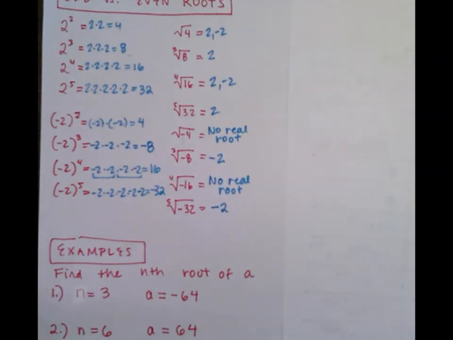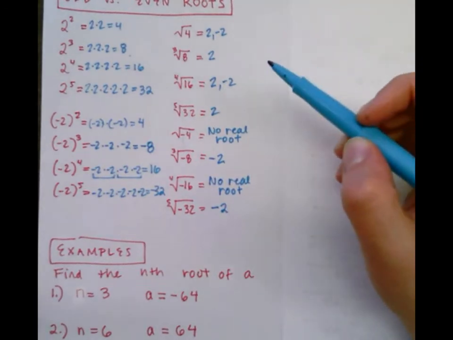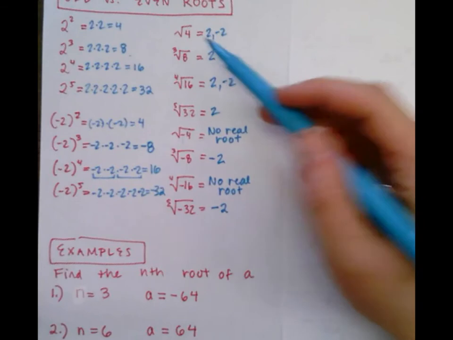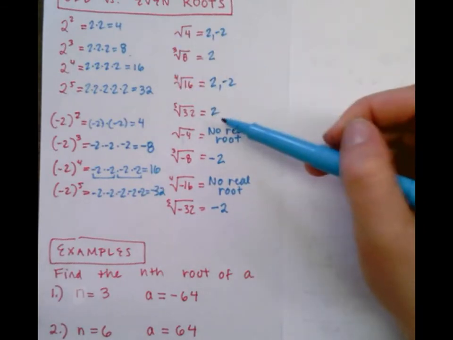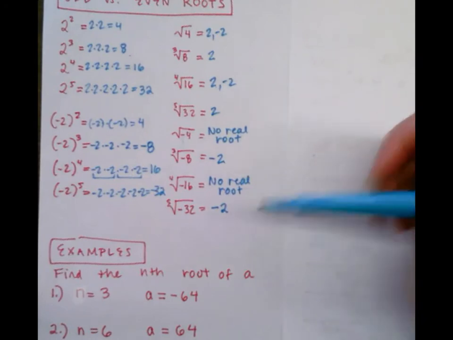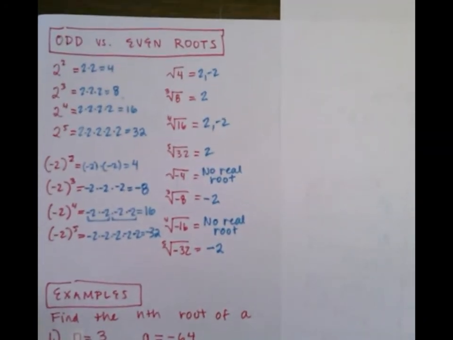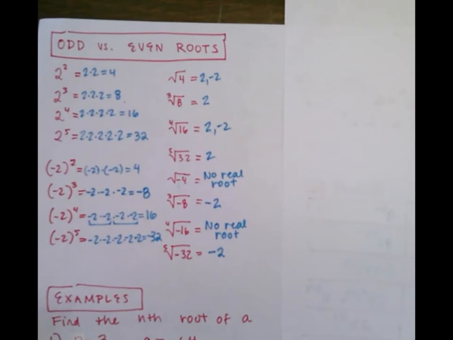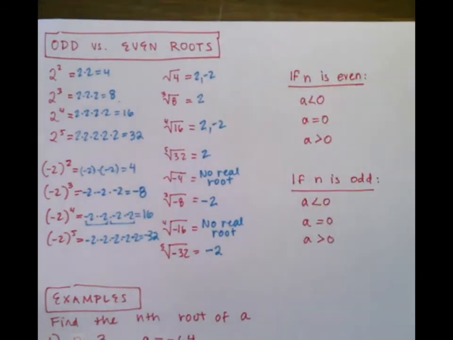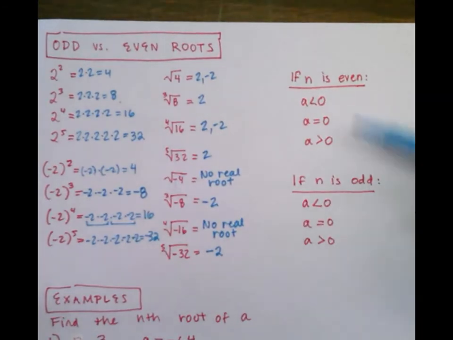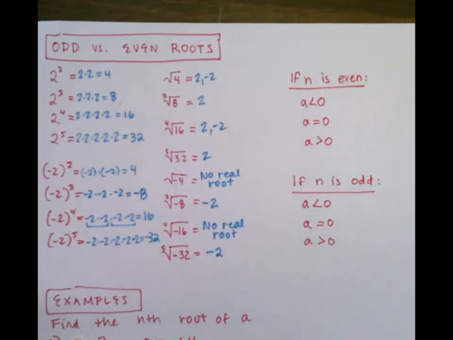Okay, so I don't know if you notice, but the only times we get 2 roots are with the square root of 4 and the 4th root of 16. Every other time we're just getting one positive or one negative. Okay, so this is going to lead us to try to come up with some generalizations about what types of roots we can get when we're square rooting or cubed rooting or 4th rooting, and it depends on if it's odd or even. Okay, so you could pause and copy down this little chart here.